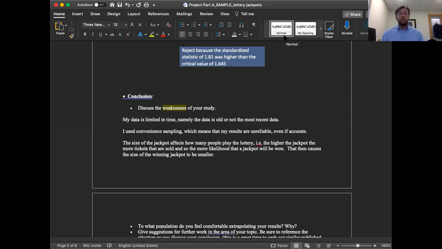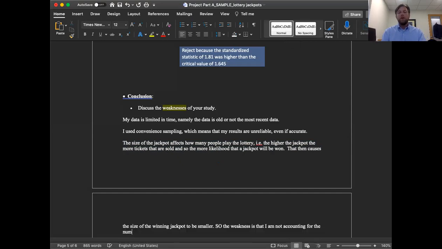Okay, so that's a weakness. I'm not accounting for it here. The weakness is that I am not accounting for the number of tickets that are sold at each prize amount. In other words, a jackpot that is $20 million will have fewer tickets sold, whereas a jackpot valued at 200 million will have more tickets sold. I'm not accounting for that in my data. I'm just looking at the jackpot size and asking myself, when is the best time to play?